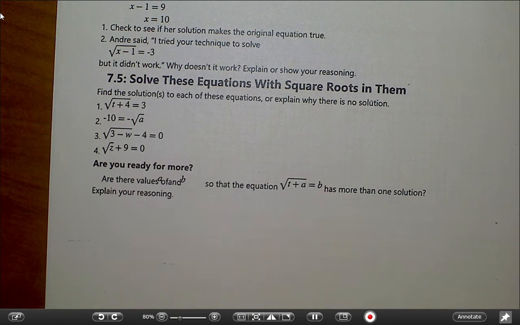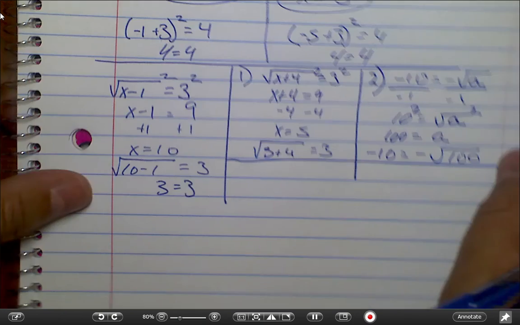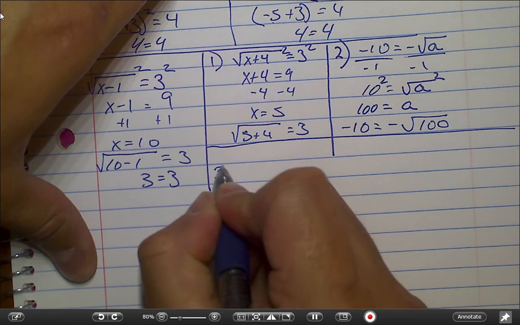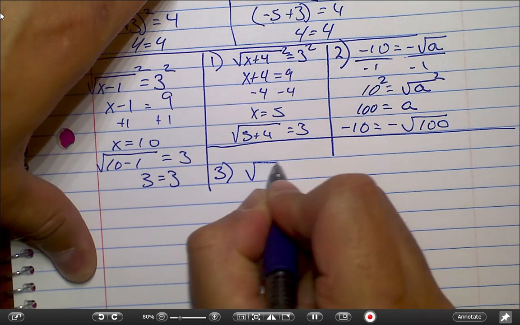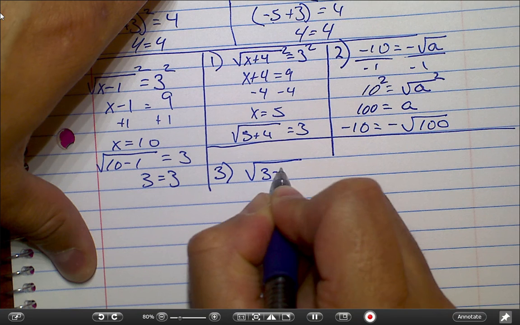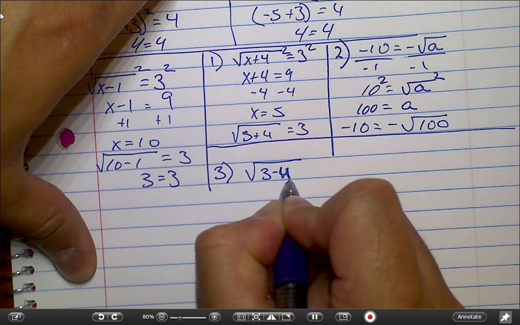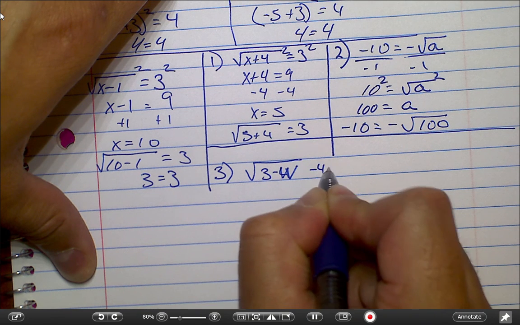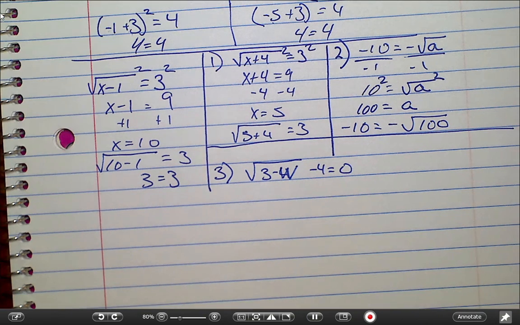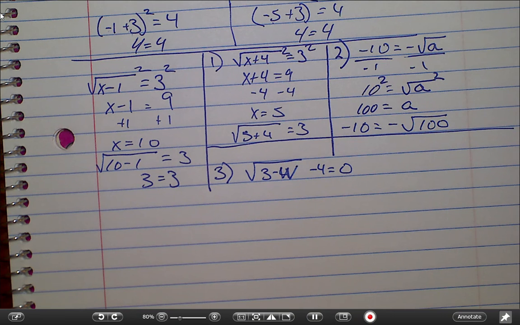Number 3, square root of 3 minus w, minus 4. There we go. So the 4 is outside the square root. Yes, 4 is outside, right, Juan? Yes.